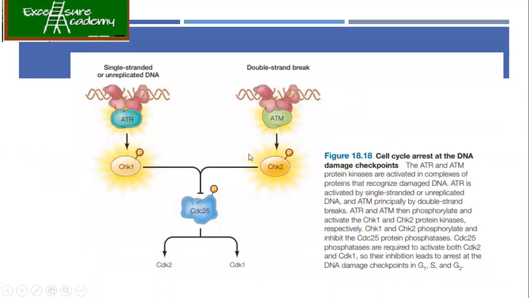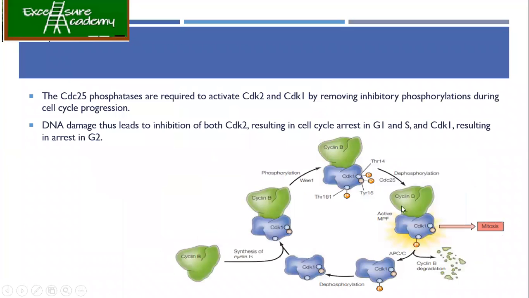So this is how your ATM and ATR are going to work. For single-stranded and unreplicated DNA, ATR goes and checks the DNA. Once it detects damage, checkpoint kinase 1 will get activated. If it is a double-stranded break, ATM gets activated. So in both cases, it is going to inhibit the activity of CDC25, whose action is the CDK2 and CDK1 activation. This is a figure we talked about in the previous lecture, right?